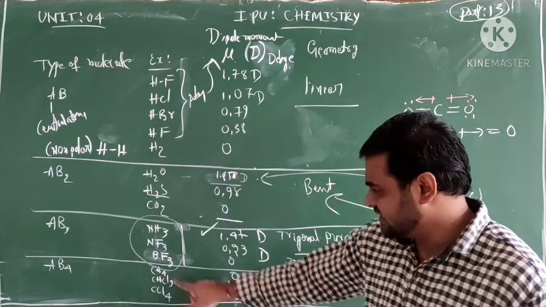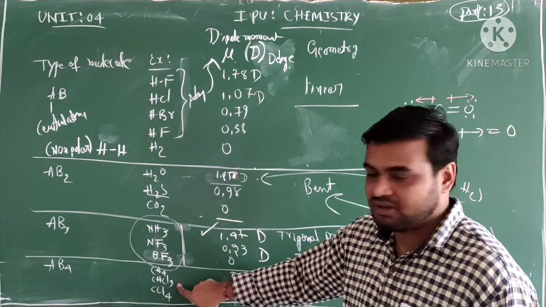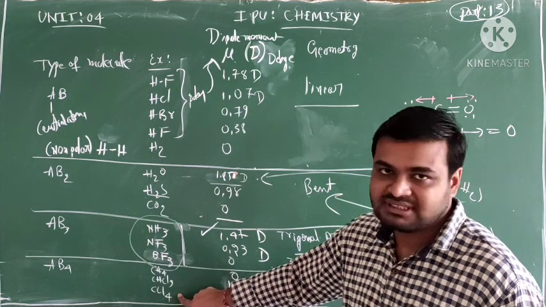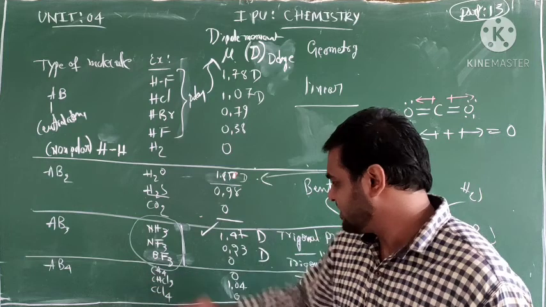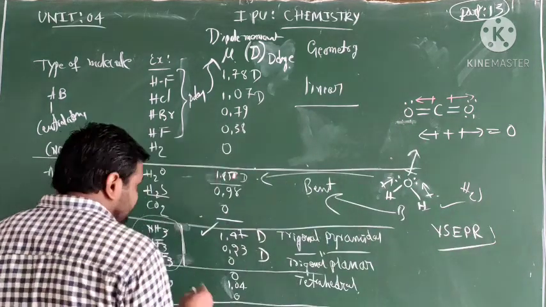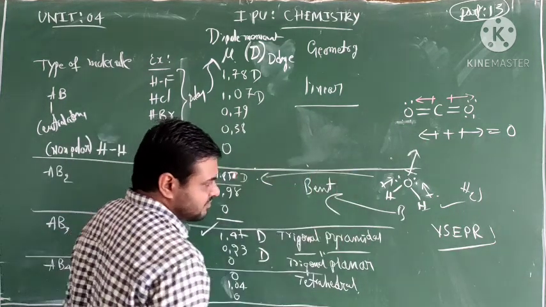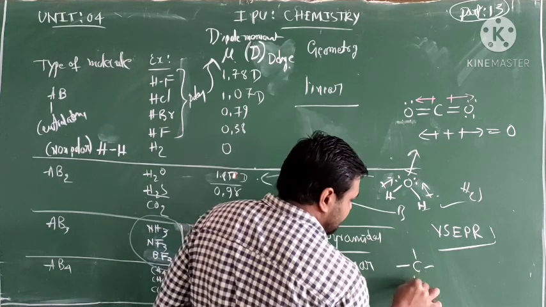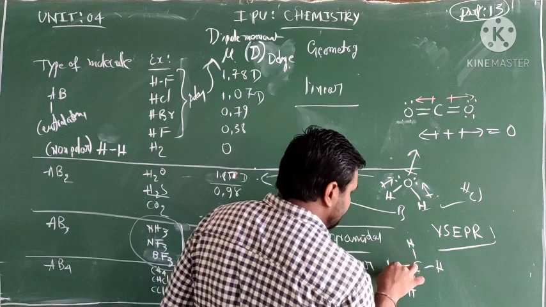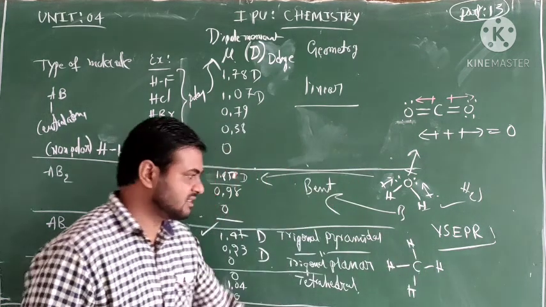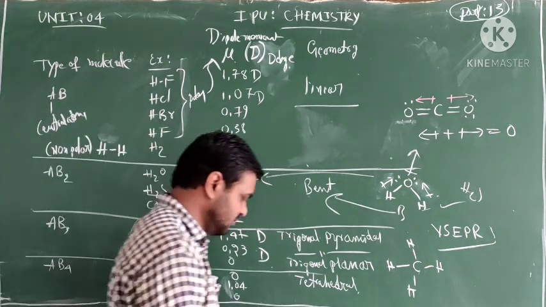AB4 type, carbon tetrachloride, CCl4. This will give 0. See, carbon bonds with the 4 hydrogens. This is methane. Clear?